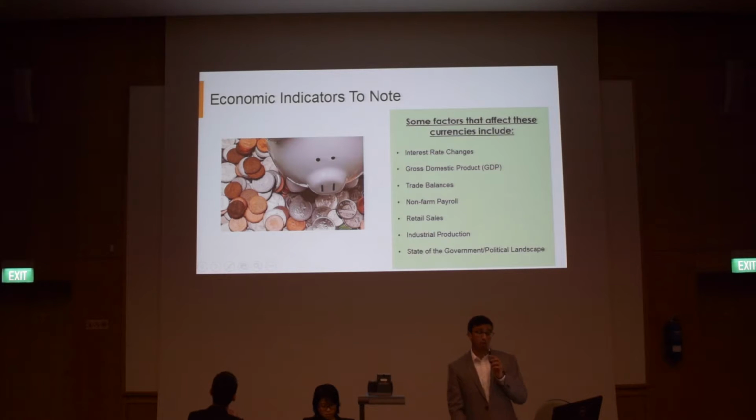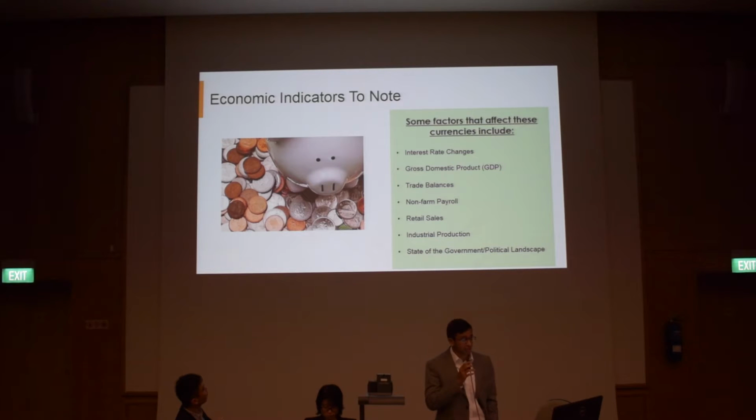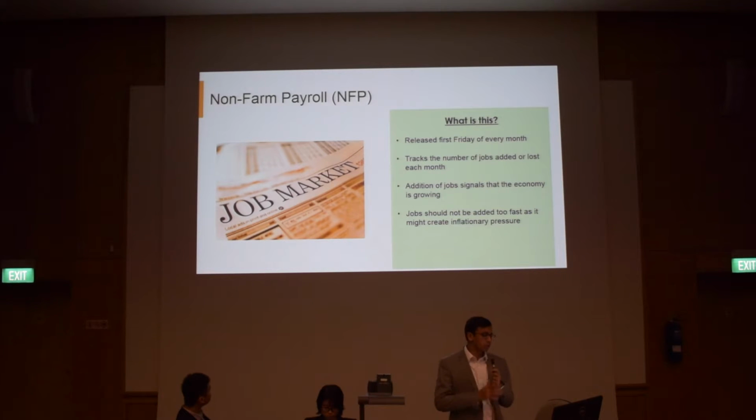Let's zoom in on the indicators that will affect both of these currencies. One of them is interest rate changes, GDP. Just now you saw GDP, trade balances, non-farm payroll, retail sales, industrial production, and the state of the government. I'll be talking more about this shortly. So let's go to the non-farm payroll.